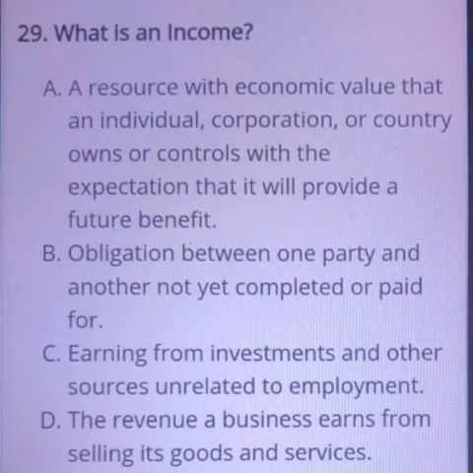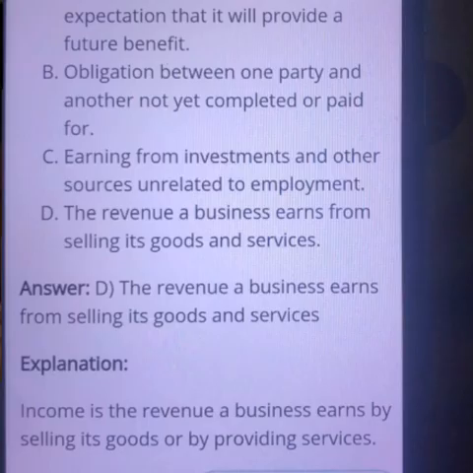Question number 29. What is an income? A. A resource with economic value that an individual, corporation, or country owns or controls with the expectation that it will provide a future benefit. B. Obligation between one party and another not yet completed or paid for. C. Earning from investments and other sources unrelated to employment. D. The revenue a business earns from selling its goods and services. The true answer is D.